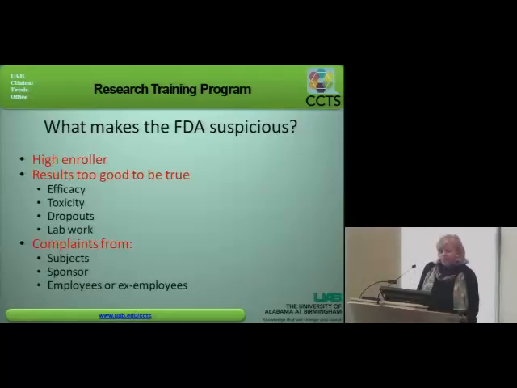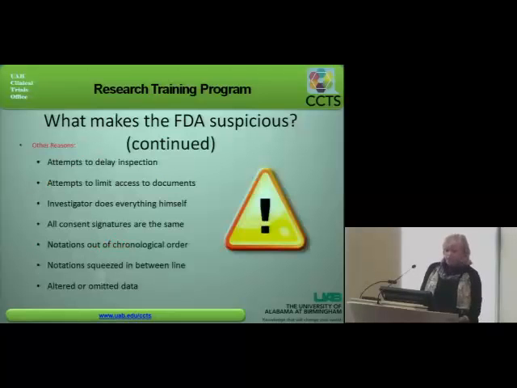So what makes the FDA suspicious? If you're a high enroller and the results are too good to be true, and there may be complaints from the subjects or sponsor or ex-employees, those are all things that make them suspicious. Also, attempts to delay the inspection, putting off the inspector, can be a red flag to them. Attempts to limit documents, like source documents and CRFs, to the investigator. And if the PI doesn't show up for the audit, that's a huge red flag.